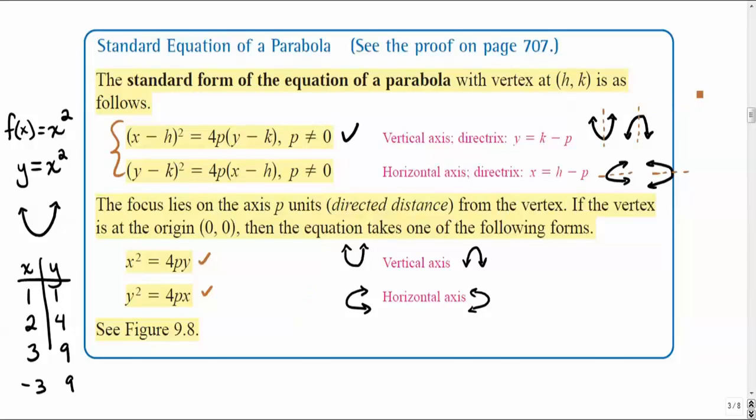So we're going to really take a look at what this value p means, and what it means to be a directrix, how to find the directrix, and we'll go from there. Let's see what we can do.